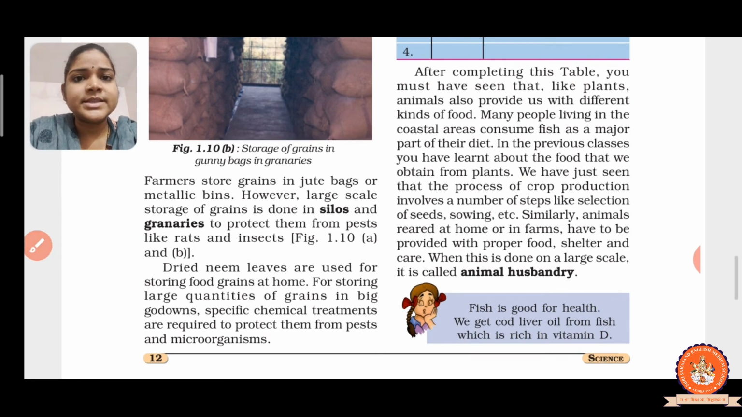And mostly businessmen use the jute bag, and at our home we use metallic bins, right? Generally at home dried neem leaves are used for storing food grain, and for storing a large quantity of grain in a big godown, specific chemical treatments are required to protect them from pests and microorganisms. So if you store a large amount of grain, then we need chemical treatments, right?